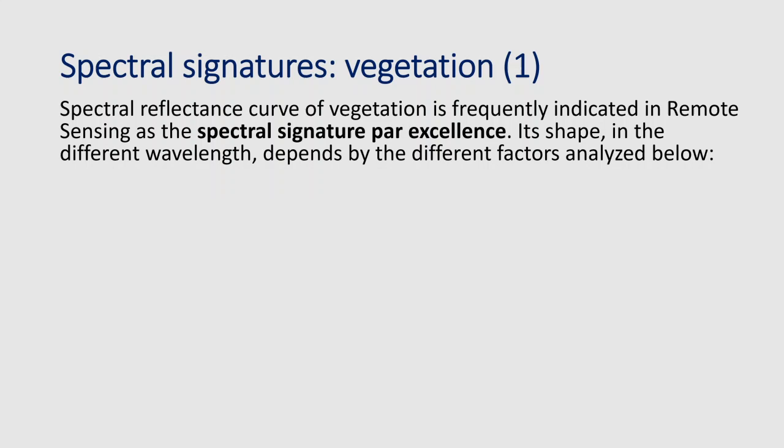Let's talk now about vegetation. Vegetation has a very singular spectral signature, and vegetation, together with water, is a very important cover that we can find over the Earth's surface. So the spectral reflectance curve of vegetation is frequently indicated in remote sensing as the spectral signature par excellence. Its shape in the different wavelengths depends on the different factors analyzed below.